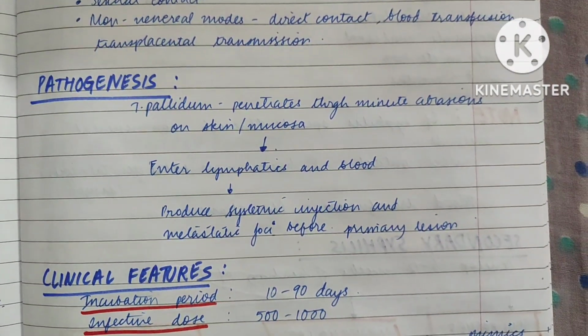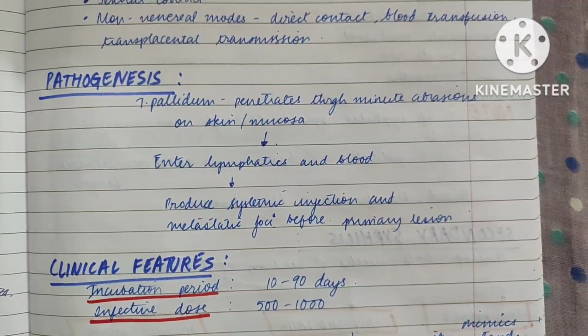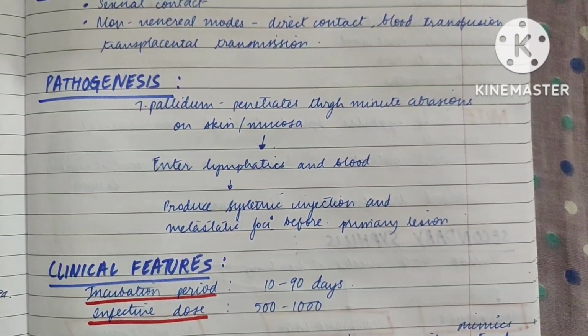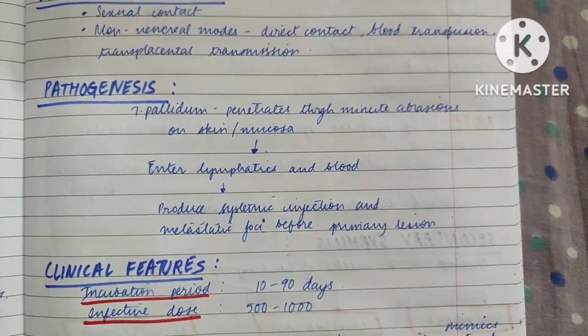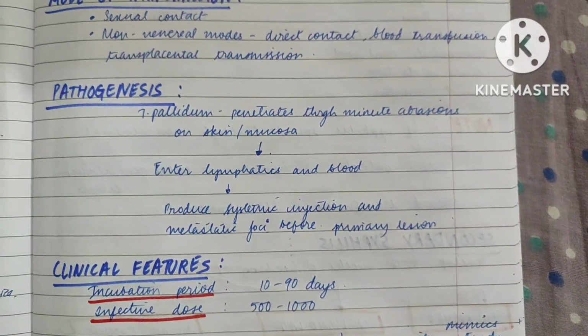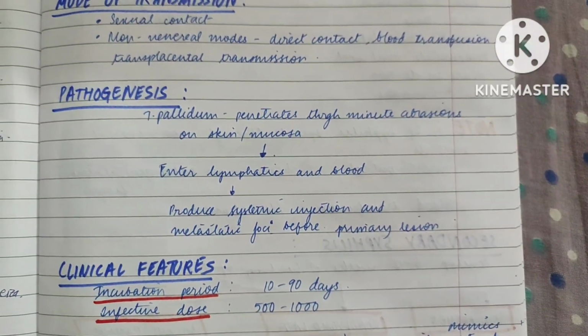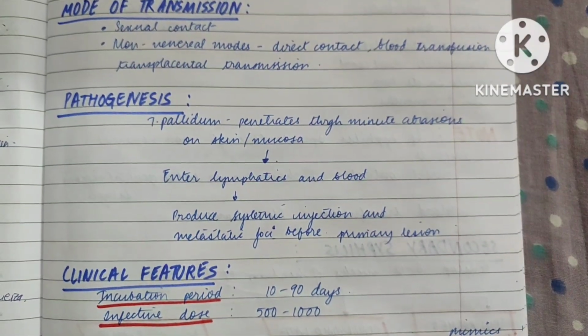Moving on to the pathogenesis, the spirochete is going to enter into the skin or the mucosa through the aberrations which are present, and from there they are going to enter into the lymphatics and the blood and finally produce systemic infection and metastatic foci before the primary lesion. So the infection is produced and metastatic foci are produced before the primary lesion appears.